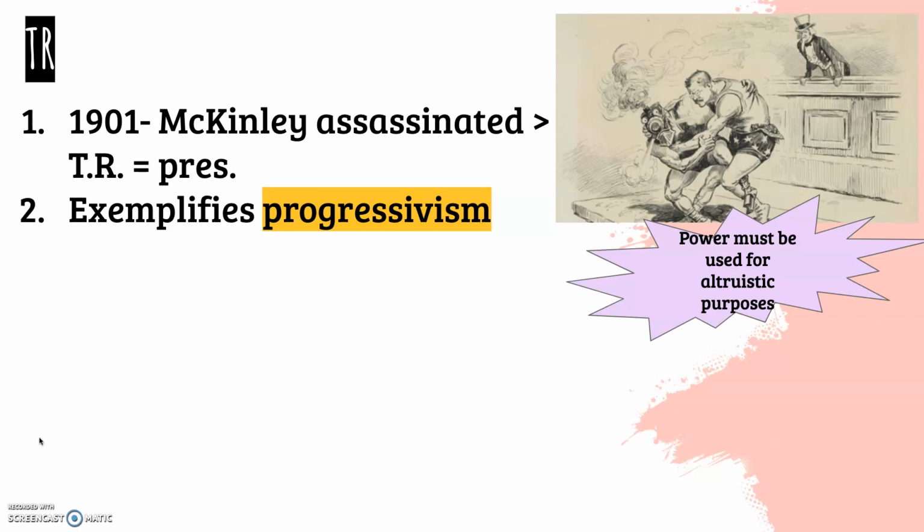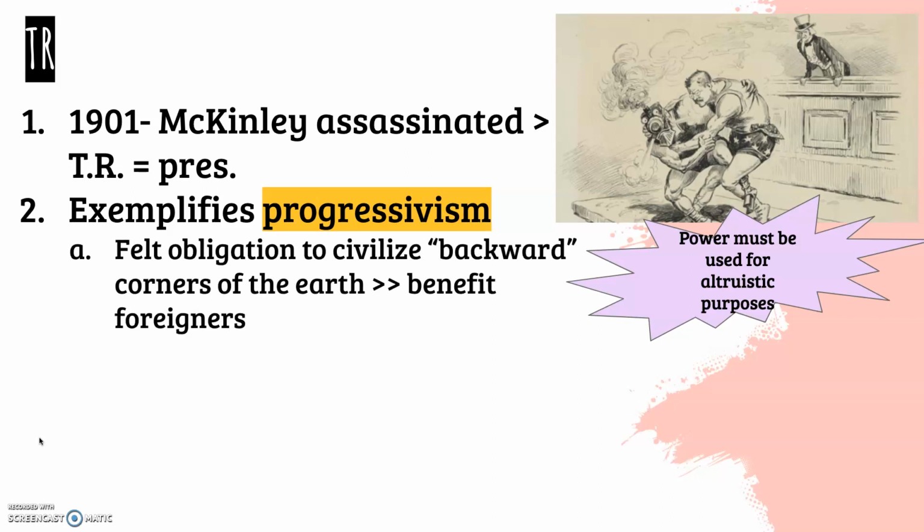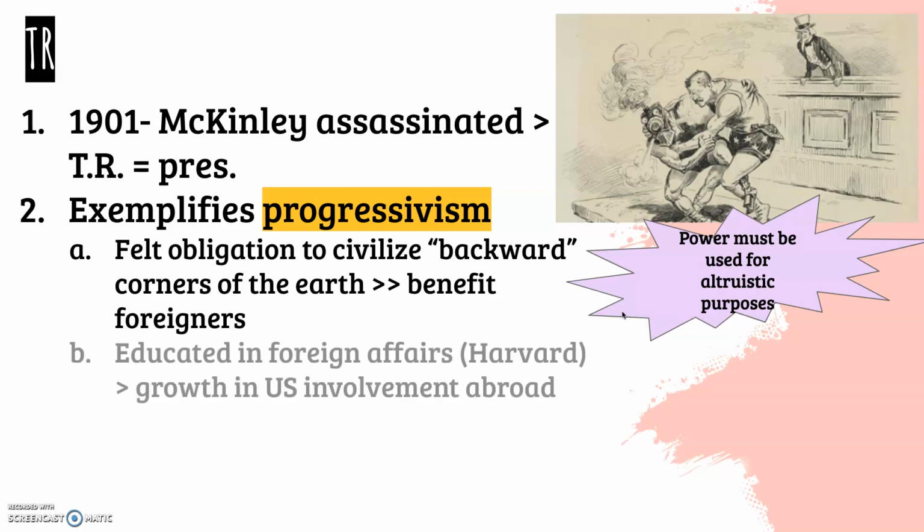But when it comes to the foreign policy level, he really believes that we also have to progress our role beyond, because we need to civilize the backwards corners of the earth and benefit the foreigners. He really believes that we have this power. We are powerful, and we must use it for altruistic purposes, meaning we must use it for selfless purposes. And he will use this as justification for why he goes into so many different situations down in Latin America that you will see in the next video.